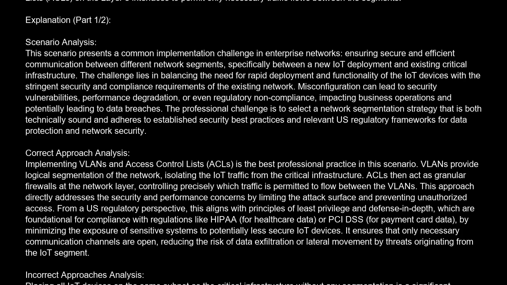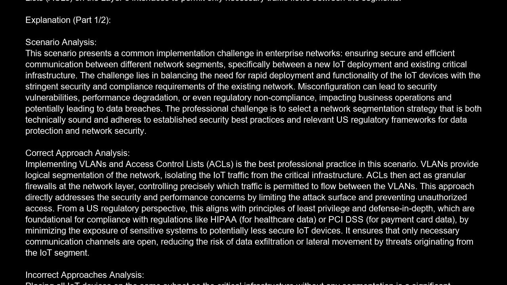The challenge lies in balancing the need for rapid deployment and functionality of the IoT devices with the stringent security and compliance requirements of the existing network. Misconfiguration can lead to security vulnerabilities, performance degradation, or even regulatory noncompliance, impacting business operations and potentially leading to data breaches. The professional challenge is to select a network segmentation strategy that is both technically sound and adheres to established security best practices and relevant U.S. regulatory frameworks for data protection and network security.